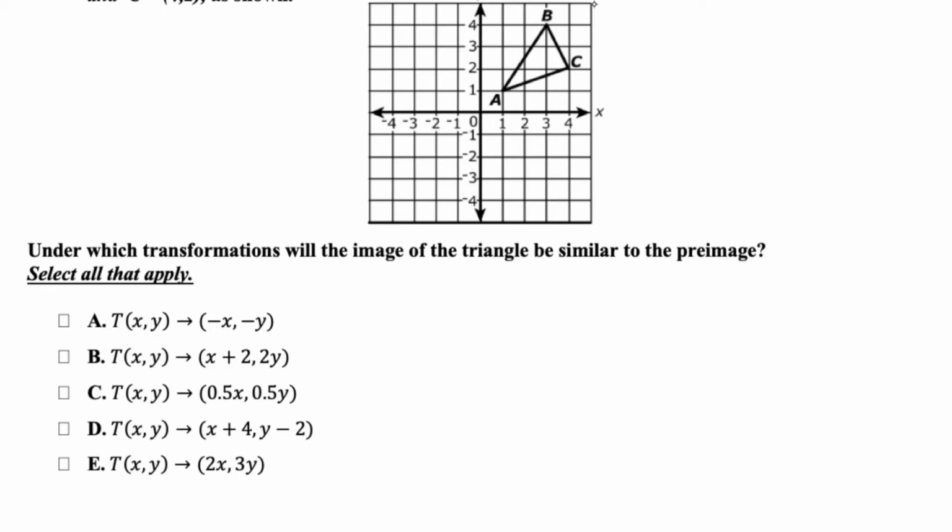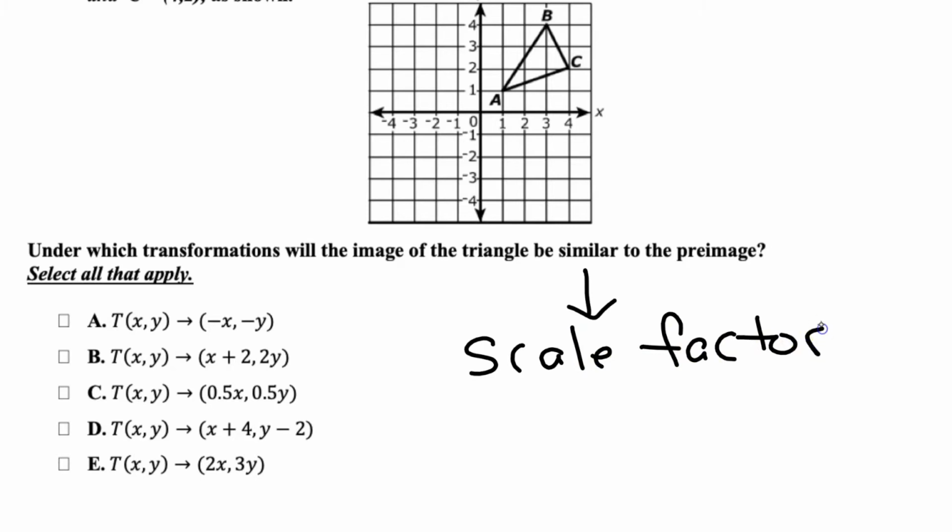Select all that apply. Now remember with similarity, right? When things are similar, we need a scale factor. Okay? The scale factor is another word for a multiple, right? Now a multiple is a number that we have to multiply to each one. So the question here is that I want to look for transformations where I'm multiplying the x and the y by the same number, by the same scale factor.